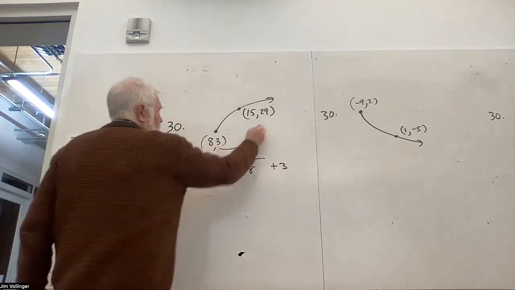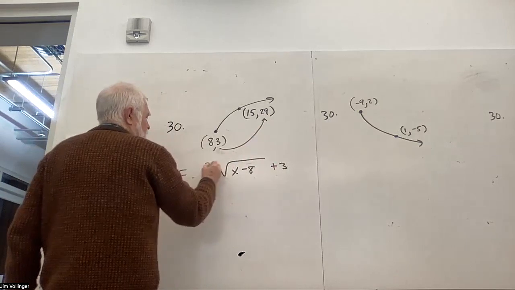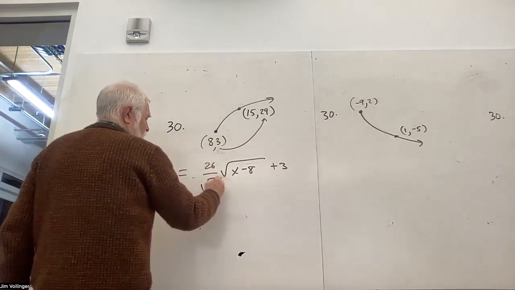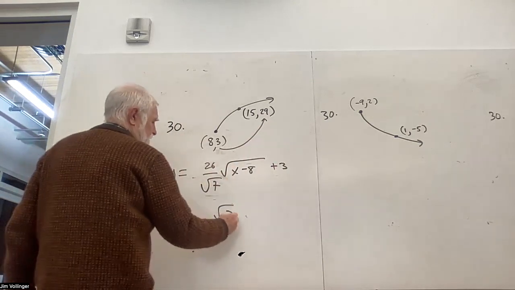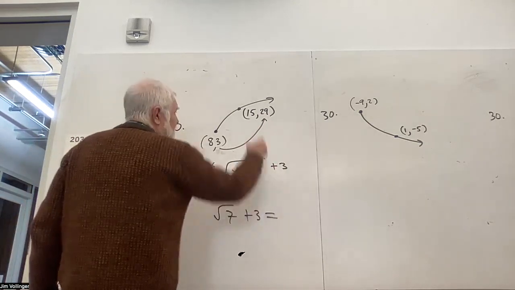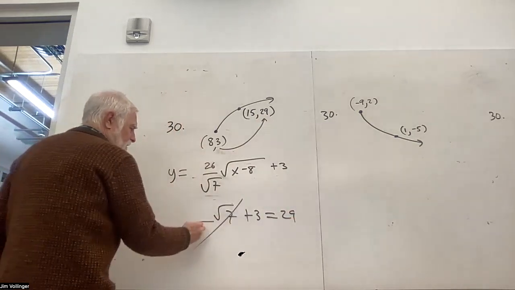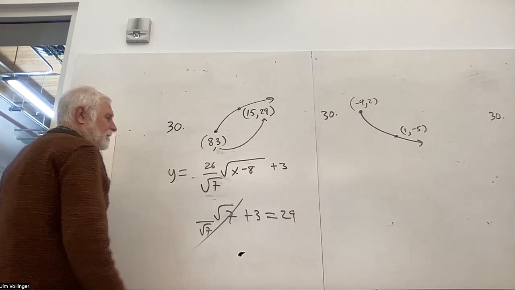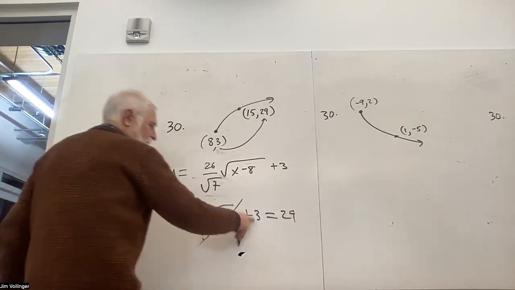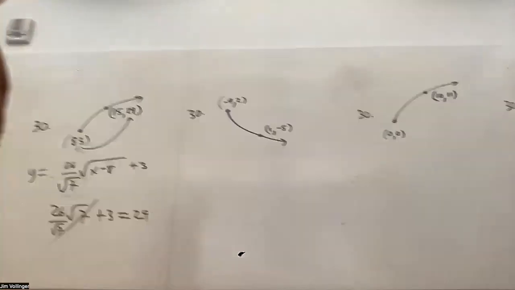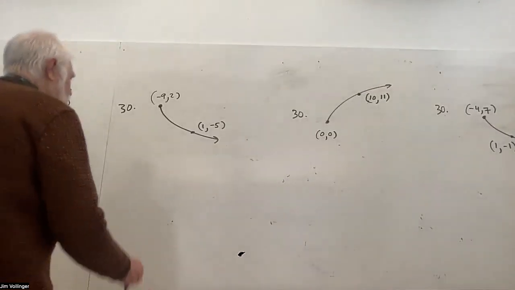I know my y value goes from 3 to 29. It's got to go up 26. But when I put a 15 in here, I get the square root of 7. And the square root of 7 plus 3 does not take me to 29. No, get rid of it. Divide by the square root of 7 and bring in the number that will take you to 29. Okay, so we'll just do some of those quickly. You're pausing the video as always.